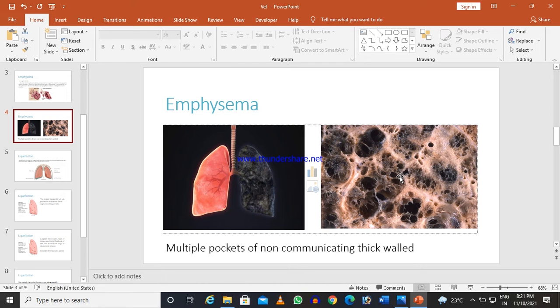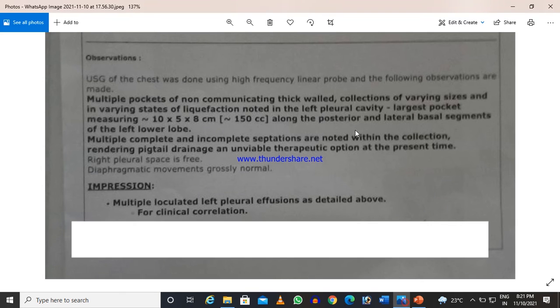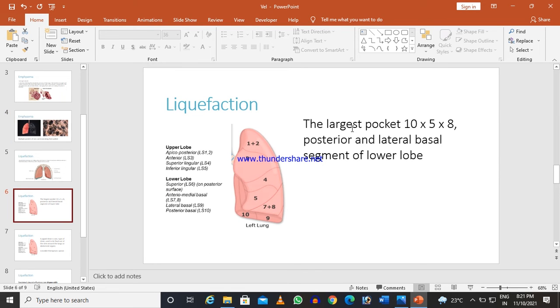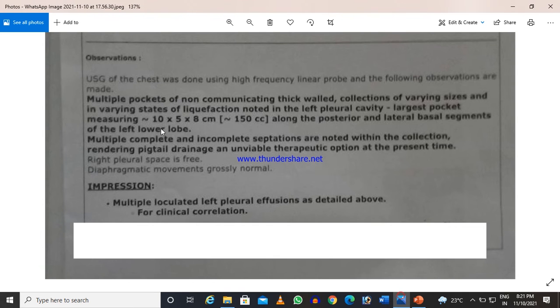So the largest pocket was observed in the posterior and lateral basal segment of the lower lobe. So we should know where it is. You see, the largest pocket size is 10 centimeter into 5 centimeter into 8. So 5 into 10 is 50, around, and 50 into 8, how much? So that much cc. So this is around 150 cc.